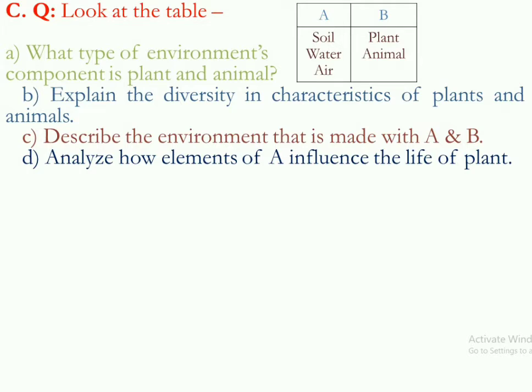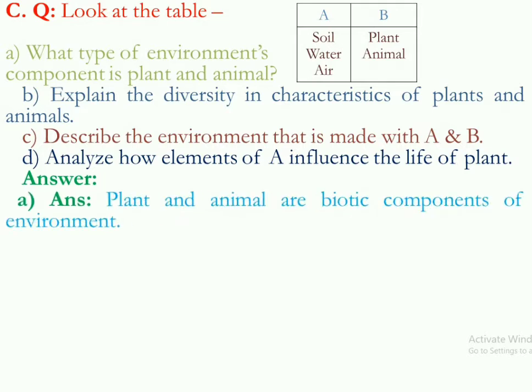So let us see the questions now. Question answers now, boys. Starting with A. Plant and animal are biotic components of environment. As we know, our environment is divided into two components. One is biotic, another one is abiotic. Biotic means those who have life, and abiotic means non-living things. So plant and animals have life, so they belong to biotic components of environment. Now question number B answer.